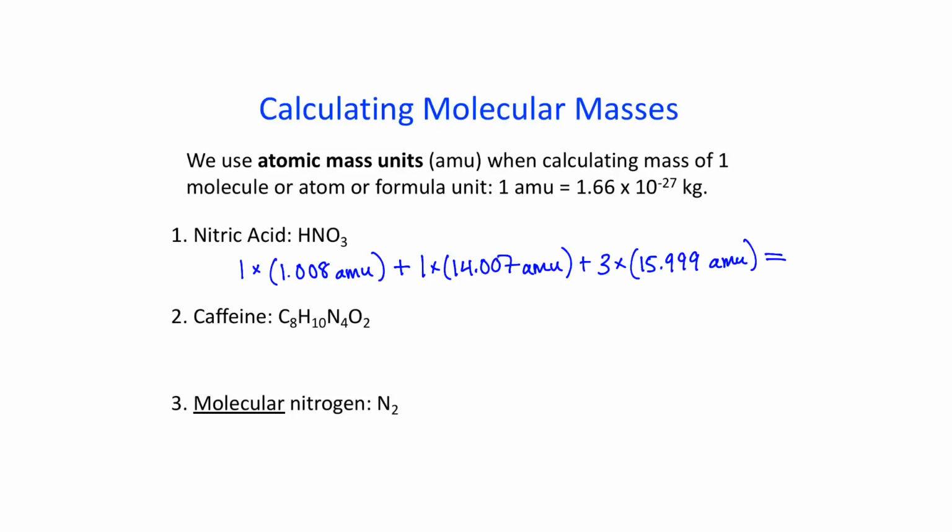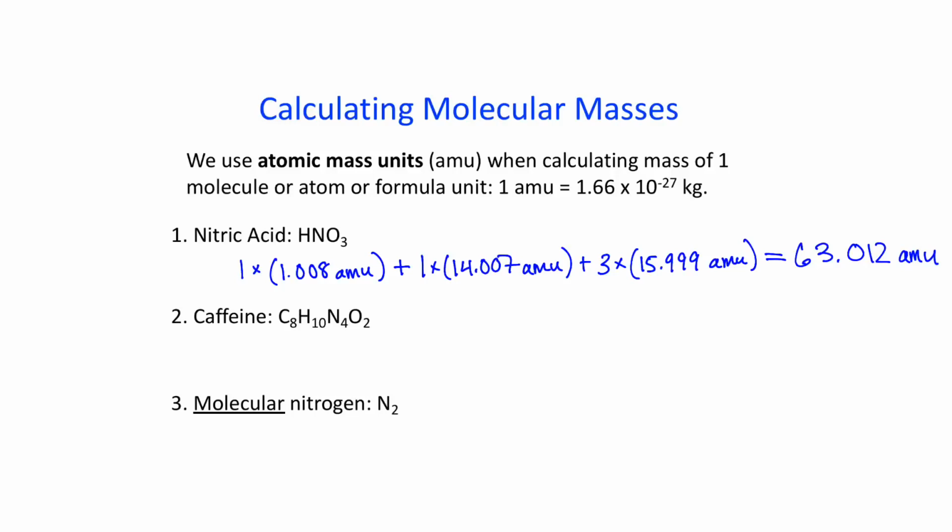Okay, so if you punch those numbers into your calculator, you should end up with 63.012. And don't forget your units. We want to know what we're dealing with. We are currently in units of AMUs, atomic mass units. All right, so why don't you pause the video and take a few minutes to see if you can work through the calculations for the molecular masses of caffeine and molecular nitrogen.